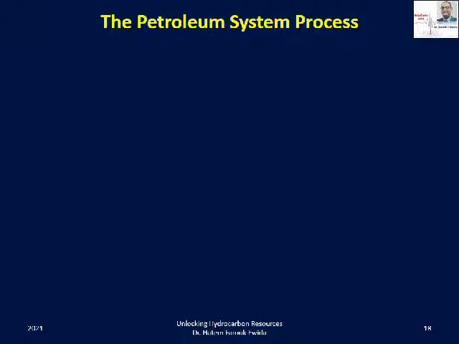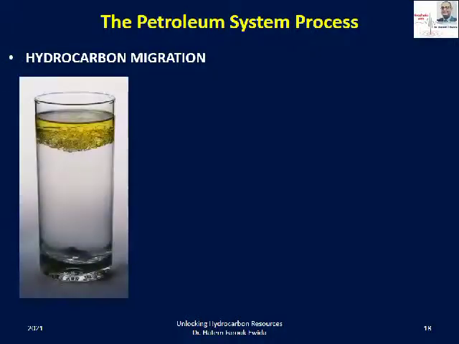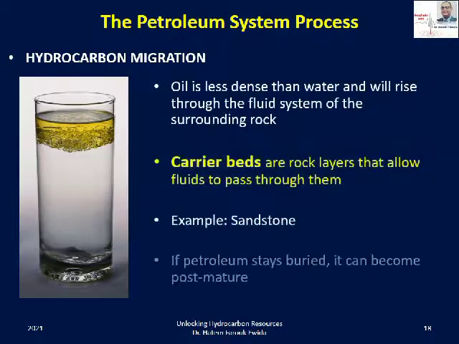Let's talk now about the processes. So the hydrocarbon migration, you know that the oil density is lower than the water density. So water plays a great role in the hydrocarbon migration. Because oil is less dense than water, it moves with the water through a carrier bed from the source rock to the reservoir.